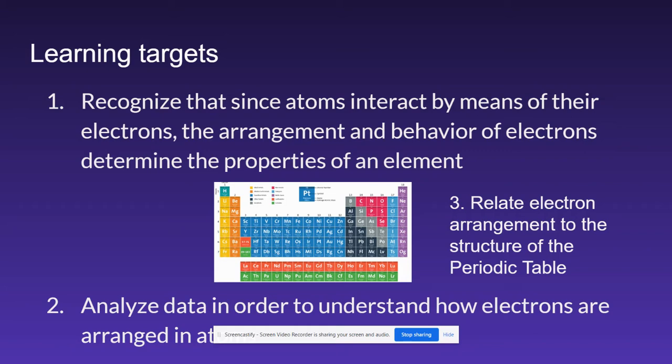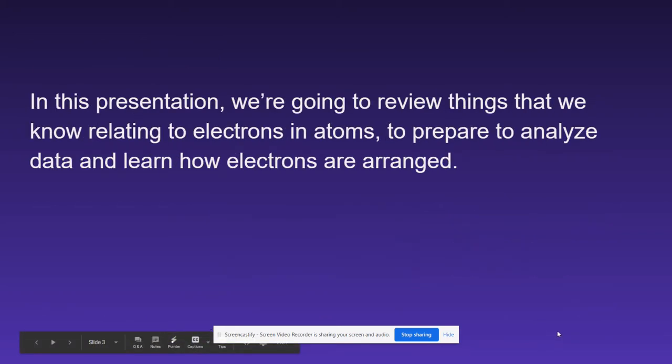Now, number three, we're going to relate the electron arrangement to the structure of the periodic table. You saw that the periodic table is arranged according to the properties of the elements, both the physical and chemical properties. And since those properties are determined by electron arrangements, there is a connection. And then finally, we are going to analyze the electron ionization energy data in order to understand how electrons are arranged in atoms. So this is to pull together things that we know from the past and prepare you to analyze some data and learn for yourself how electrons are arranged.